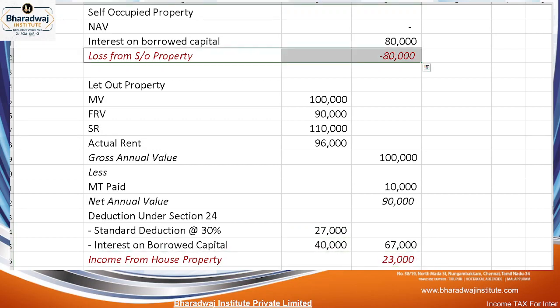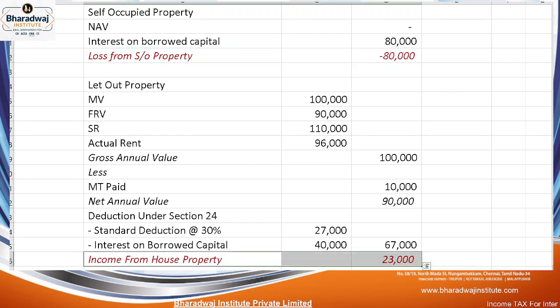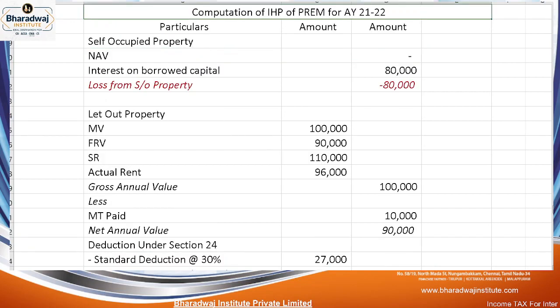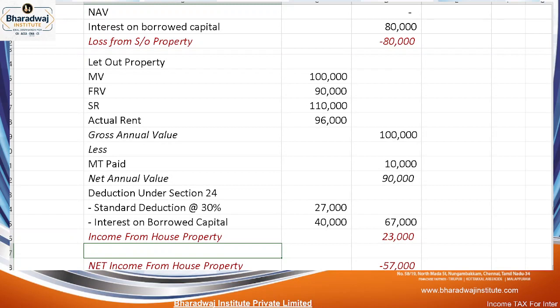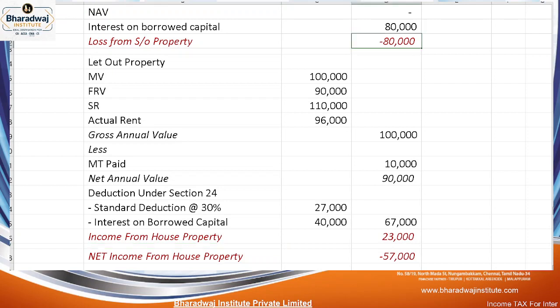See, there is a loss from self-occupied portion. This can be adjusted against what? Income from let out portion. If you adjust it, you will get taxable income from property. Taxable income from property is 57,000. 80,000 loss, 23,000 profit. So net loss, actually this is a net loss. Yeah, this can be set off against other heads of income, which we will see. What is the order of set off, how to set off, how many years carry forward, we will see in a separate chapter.